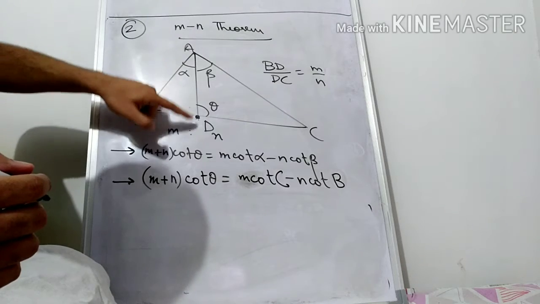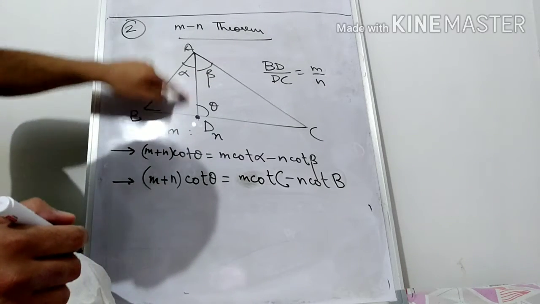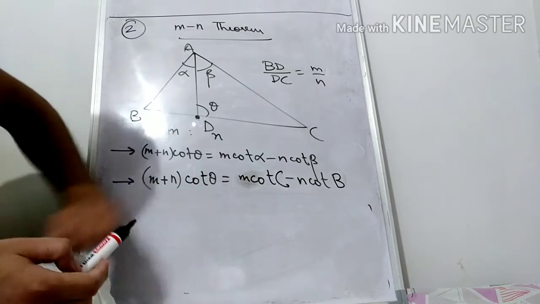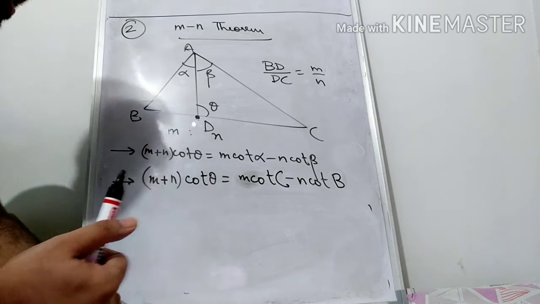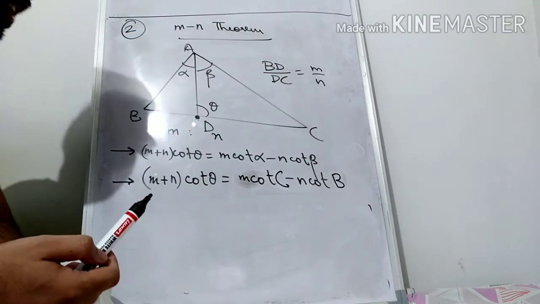Angle BAD is alpha, angle DAC is beta. This information is already given to you. Angle ADC is theta, and we know that this line divides the opposite side in a given ratio, which I have taken as m by n. In the question it will be given as something like 1:2 or 2:3.